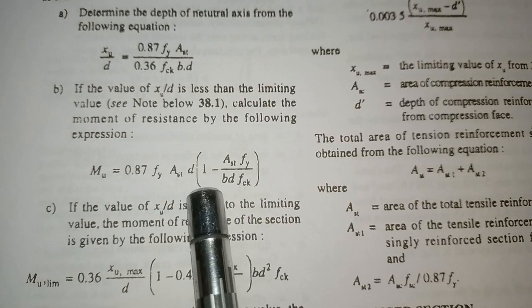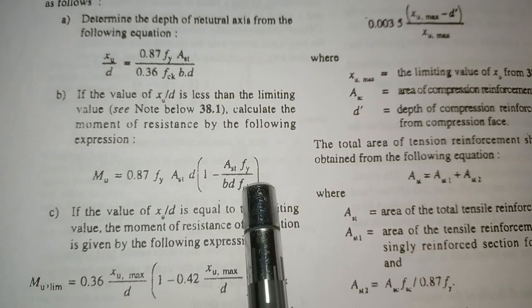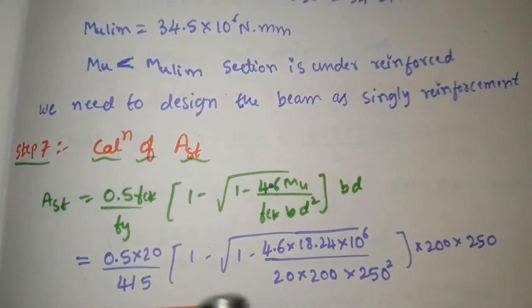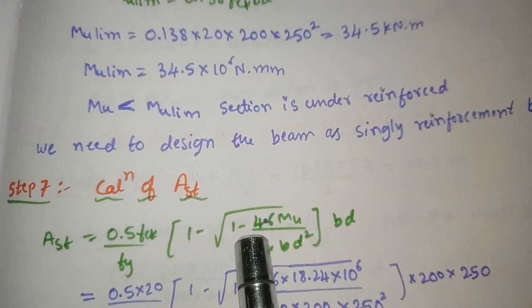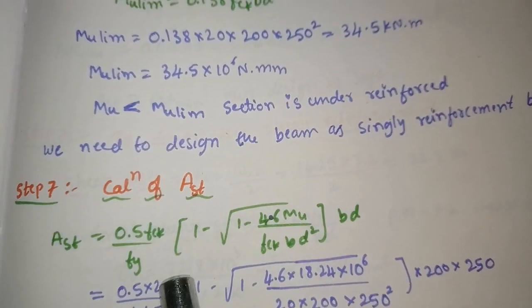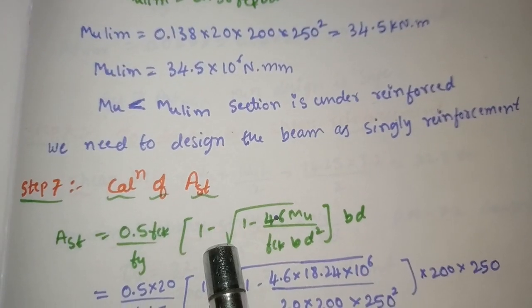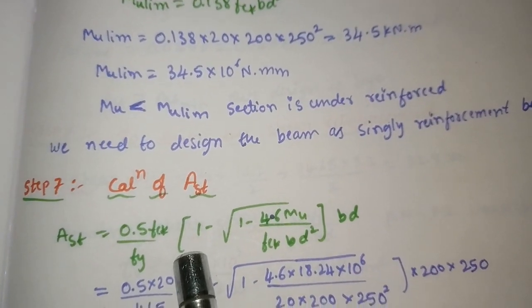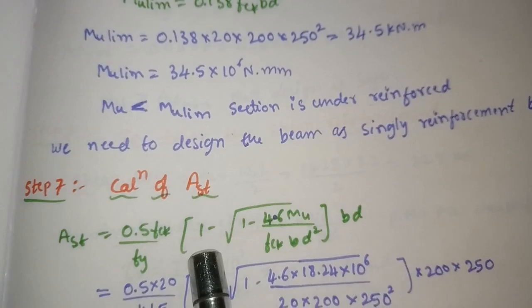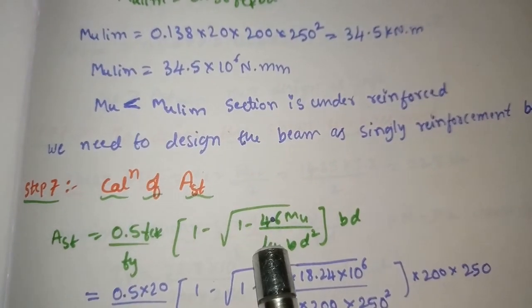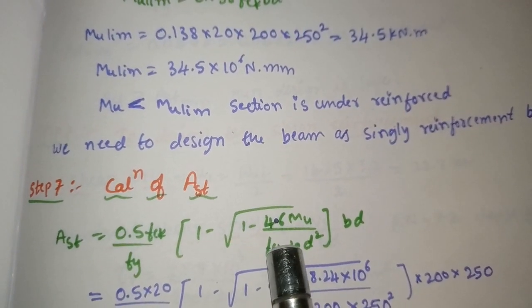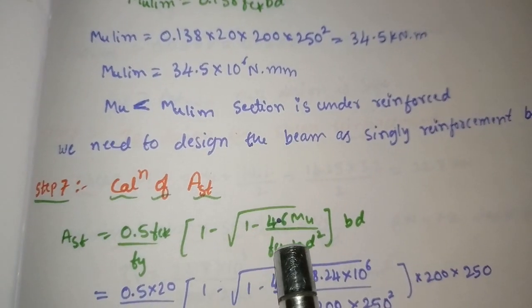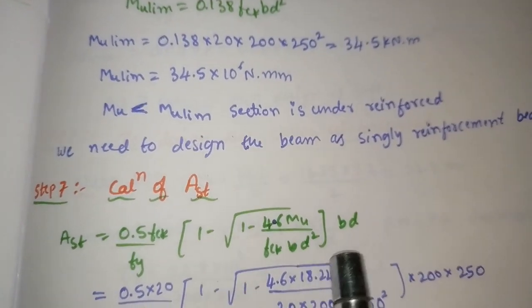So if you don't want to go for the quadratic equation method, by remembering this formula, you can also calculate the AST. The answer will be the same as when you calculate the AST by using the formula given on page number 96 by the quadratic equation method.